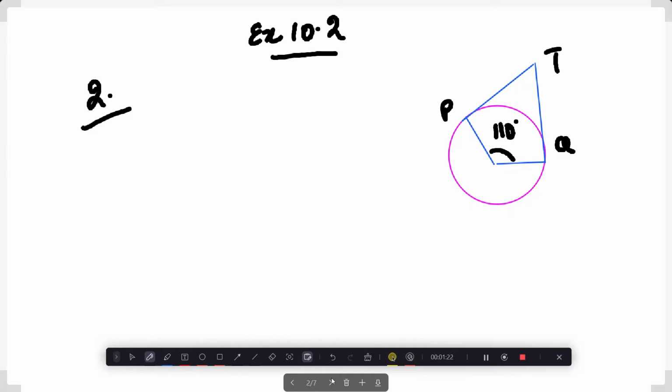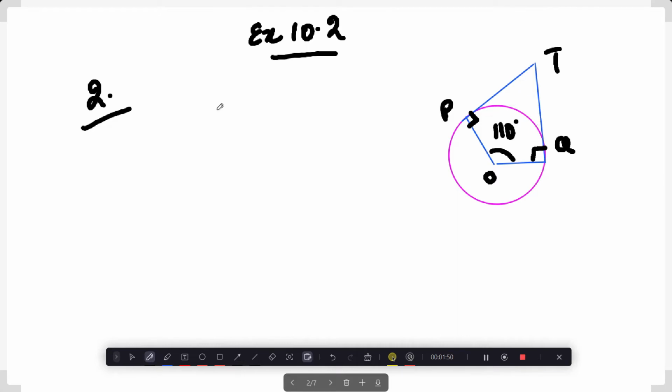Let's look at the question. It says that there is an external point T, where TP and TQ are two tangents to the circle with center O, such that angle POQ is 110. What will be angle PTQ? We know by theorem 1 that the tangent is perpendicular to the radius at the point of contact, because P and Q are the points of contact. So we know that this is 90 degrees.